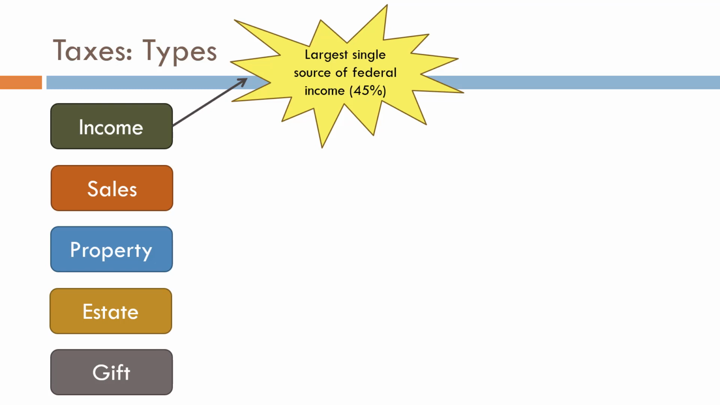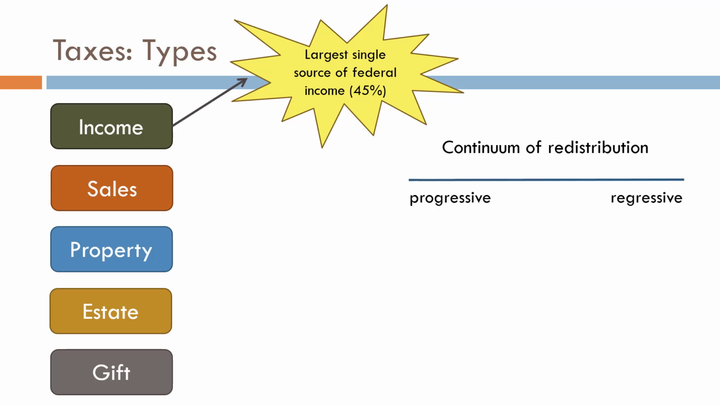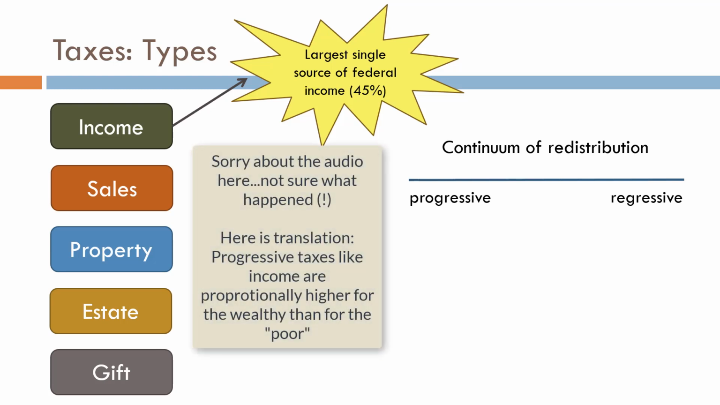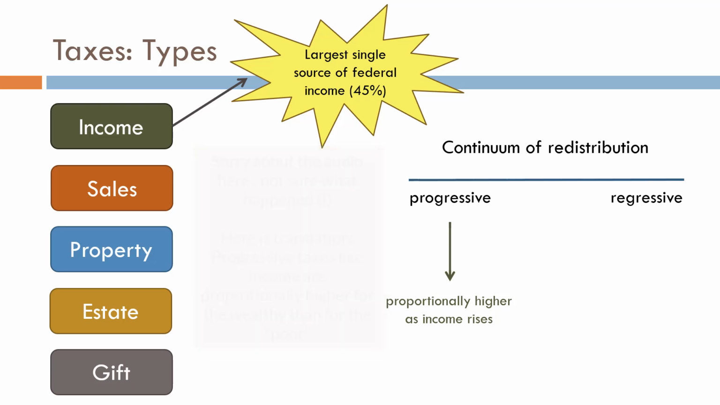When we think of these taxes, we have to put them on a continuum in terms of redistribution. And there are two terms that are important to know about that are the two extremes of this continuum, progressive and regressive. So taxes are either progressive or regressive when it comes to redistribution. So what are progressive taxes? Progressive taxes like income are proportionally higher for the wealthy than for the poor. So as income rises, so does the tax rate.